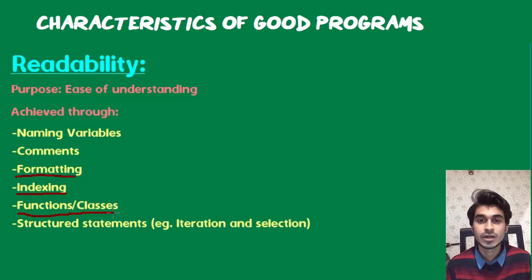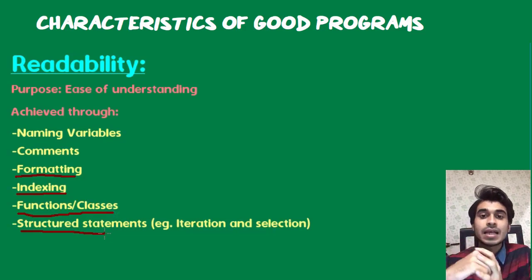Next we have structured statements. What is meant by structured statements? There are two types of structured statements. One is basically the use of iteration and the other is selection. So what is meant by iteration? Iteration by definition means to repeat a sequence of instructions a certain number of times. It can be thought of as a loop.